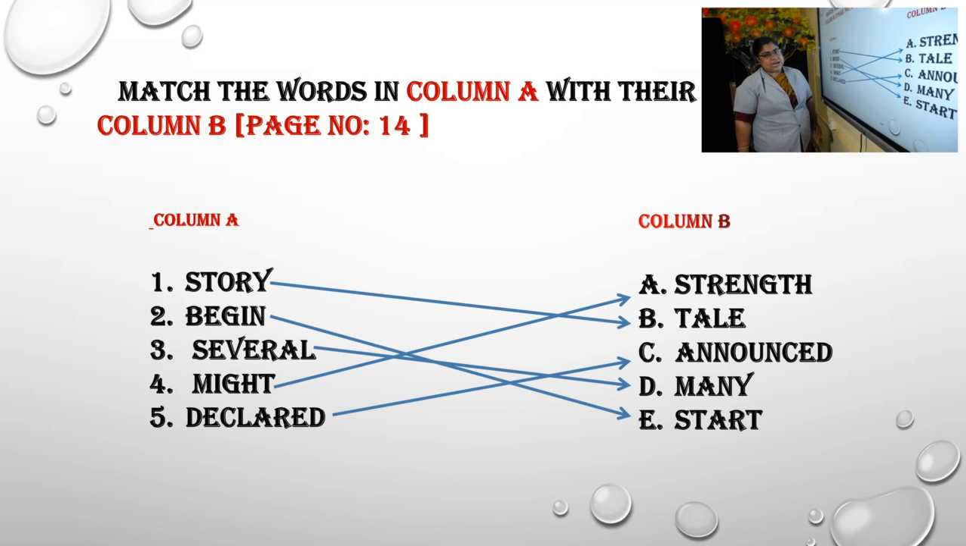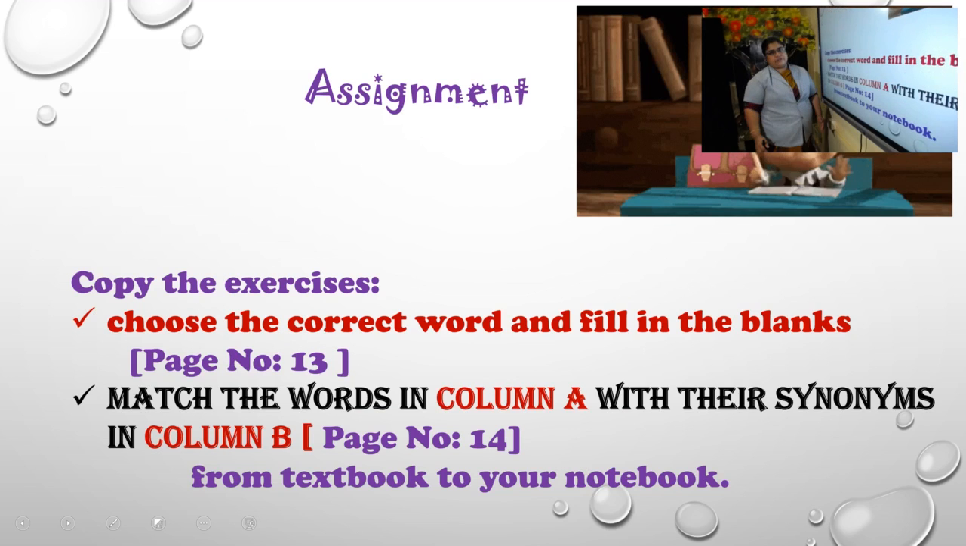So, synonyms are words with the same meaning. And this is the exercise you have to do in your textbook. With this, our textual exercise of this chapter is over. Now, can we move to our assignment part? Today's assignment is whatever you have written in your textbook. You want to copy both that exercise in your notebook. First one is choose the correct word and fill in the blanks, on page number 13, and match the words in column A with their synonyms in column B, on page 14. Copy both exercises in your notebook.